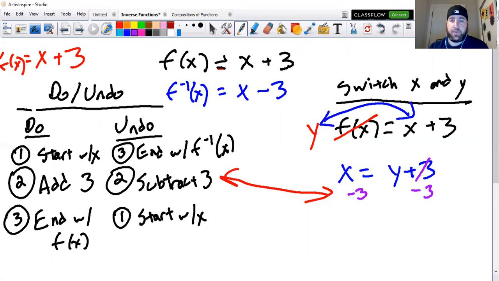So 3 and -3 cancel out, leaves me y. I've now got x minus 3 on the left. And then the last thing you want to do, we replaced f of x with y earlier, so we want to switch it back to function notation. But it's no longer f of x. This is now my inverse. So I'm going to do the inverse notation.